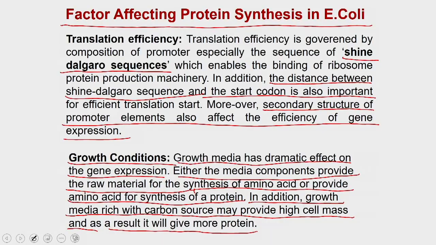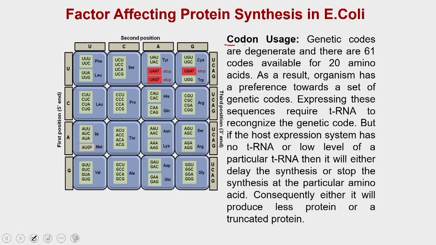So apart from this, the third factor is the codon usage. You know that the genetic codes are 64 in number, where 61 codes are available for the 21 different amino acids, whereas the 3 codes, UAA, UGA and UAG, are the stop codons. So every organism uses these 61 codons, but every organism has a particular preference for a set of genetic codes to express a few of the amino acids or a class of amino acids.